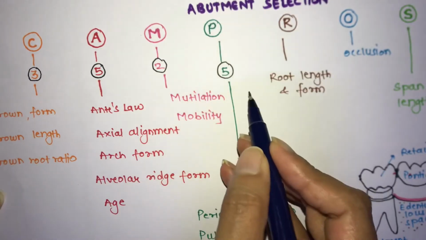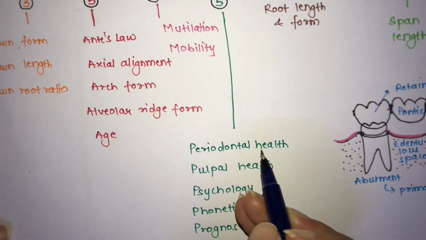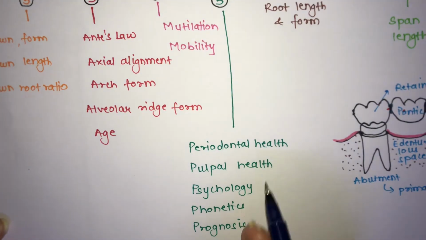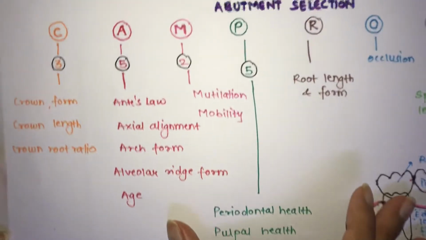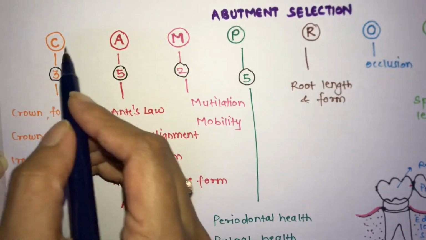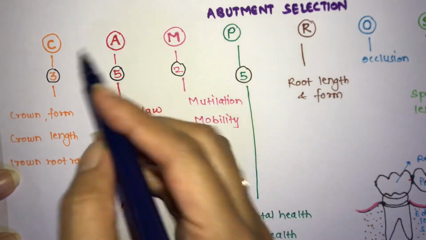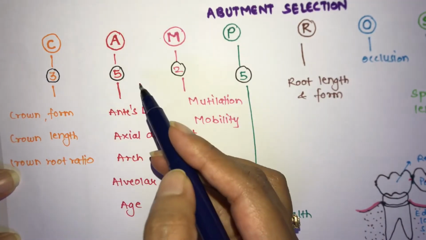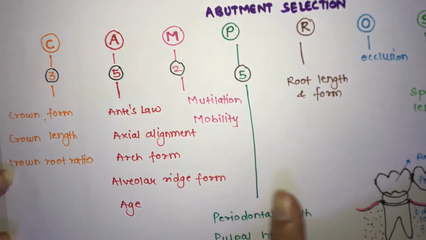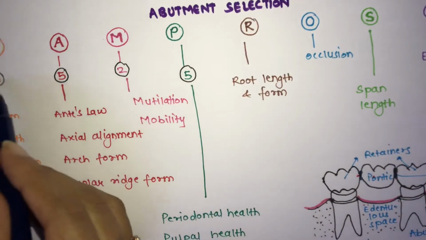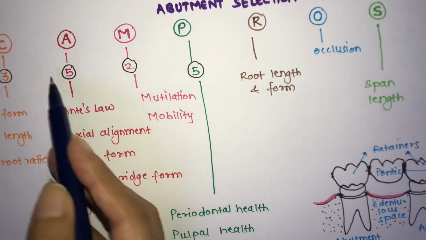Now P again is 5, so there are 5 factors starting with P. Those are your periodontal health, pulpal health, psychology, phonetics and prognosis. So this is the first part, your CAMP, and the PIN you can remember is 3, 5, 2, 5. There are 3 things with C, 5 things with A, 2 things with M and 5 things again with P. When you calculate it, the number is equal to 15.